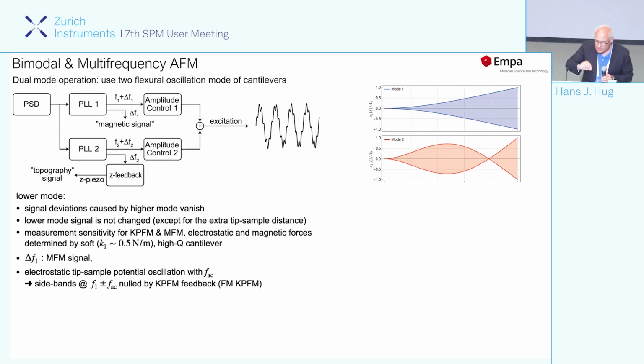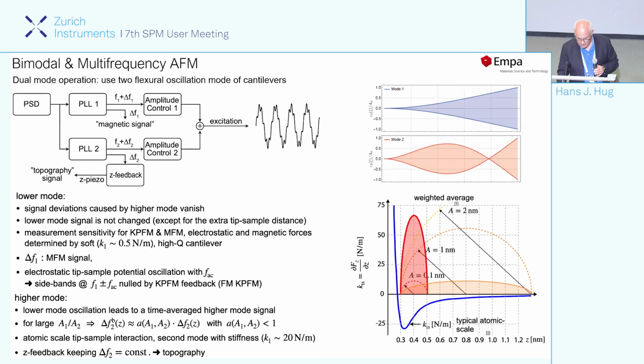So we use the first mode to measure the magnetic signal, and the side bands of the first mode to measure the Kelvin signal. Having this high sensitivity, and then to get the nearly atomic, the atomic step resolution on a larger scale, we use that additional second mode, that is now a cantilever with about 20 newtons per meter, right? If you multiply the 0.5 by 40, and we use the second mode in a constant delta F feedback to get the structural resolution of the surface. Now that's shown here.